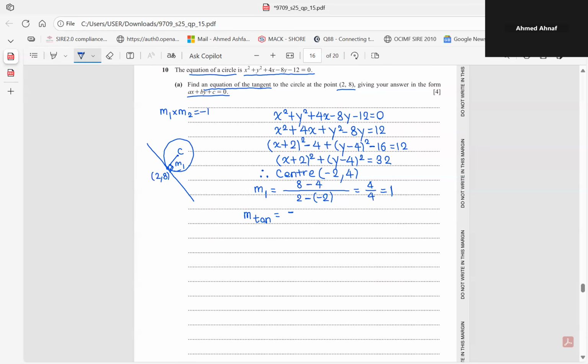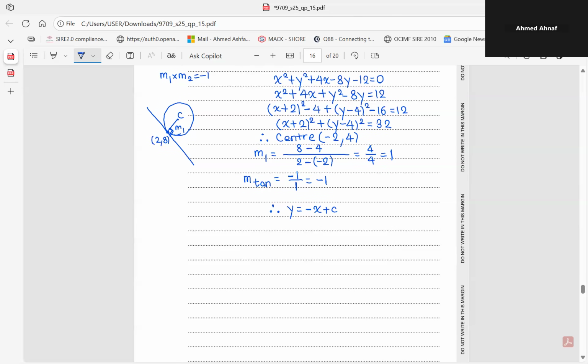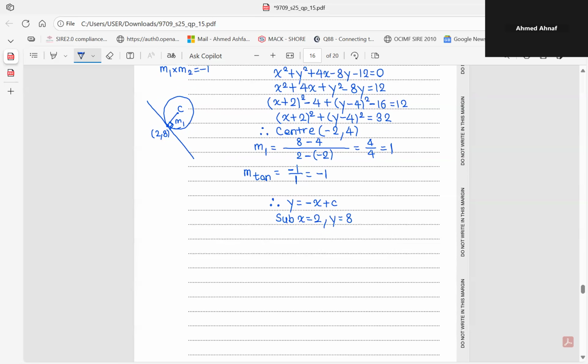So this is just minus 1 divided by 1, which is minus 1. Hence, the equation of the tangent would be in this form: y equals mx, which is minus 1, so minus x plus c. And to find c, we're going to substitute the point, so x equals 2 and y equals 8.